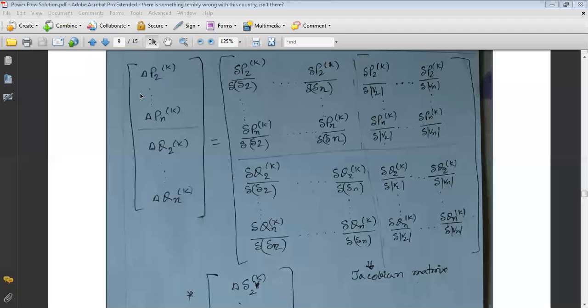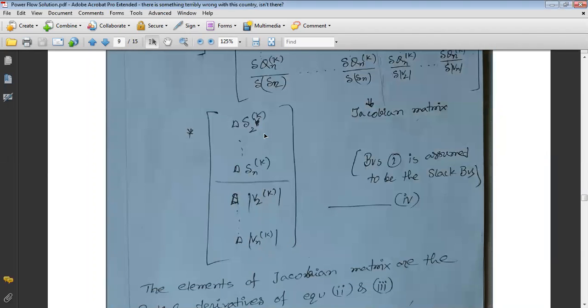So this is the power mismatch matrix. The order of this matrix is at first the real power, and after this the reactive power. And this is the correction matrix. The formation of the correction matrix is at first the voltage angle, and next the voltage magnitude.